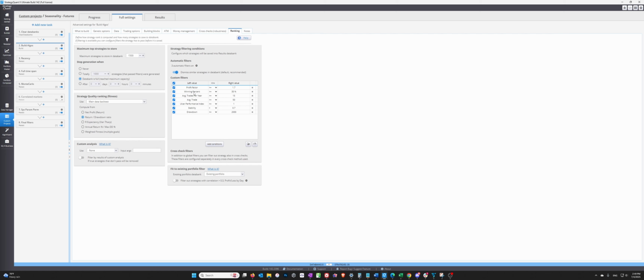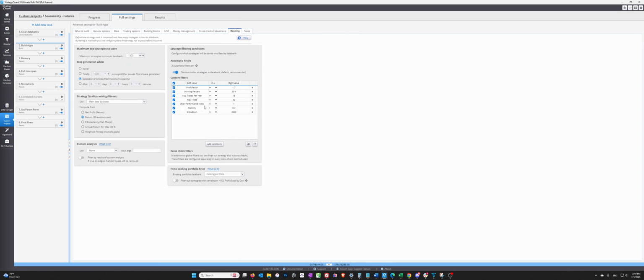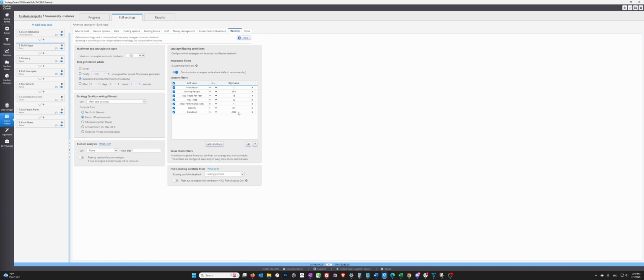And then for the filters, so we have our initial filters where the genetic algorithm, or the genetic evolution, is trying to build algos, and they're rejecting any that are not profitable at all. And then we have an additional filter that says don't even put it in the results data bank if it doesn't meet these criteria. And so again, you really want to tune these just based on what you're trying to do.